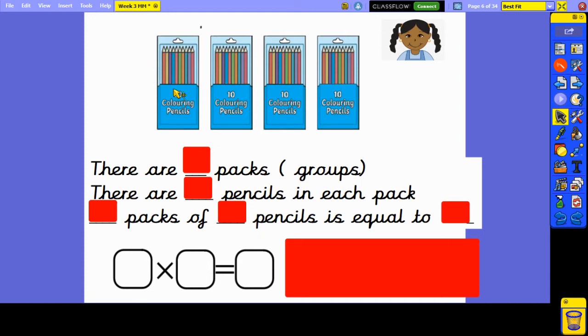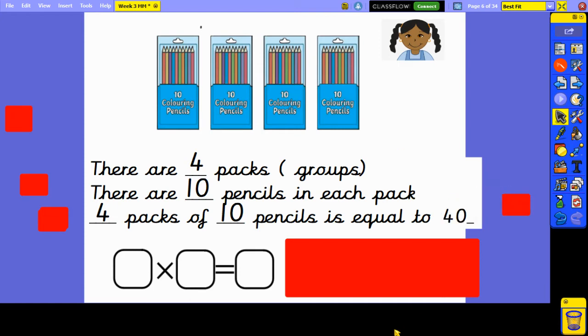Okay, how many packs? One, two, three, four packs. There are four groups here. In each group, there are 10 pencils. 10 pencils in each pack. That means I've got four packs of 10 pencils. How many do I have altogether? 10, 20, 30, 40. Four packs of 10 pencils is equal to 40.